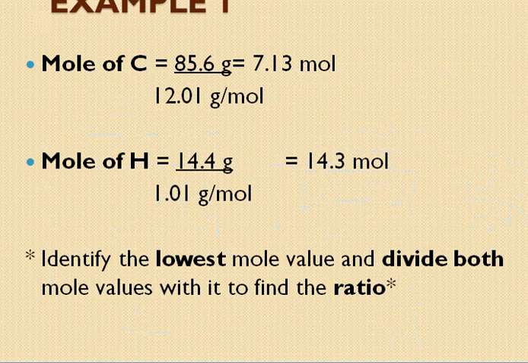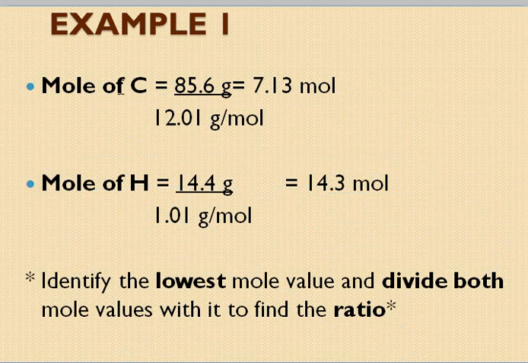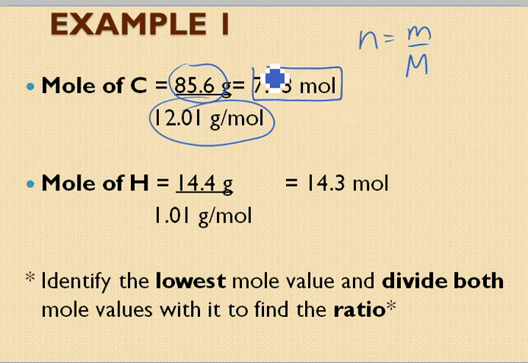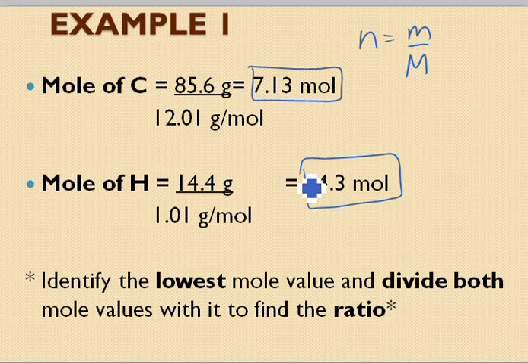So when we do that, we find the number of moles of carbon. Remember, number of moles equals mass over molar mass. We said we're assuming 100%, so 85.6 grams divided by 12.01 grams per mole, mass over molar mass, gives us 7.13 moles. If we do the same with hydrogen, we have 14.4 grams divided by its molar mass, 1.01 grams per mole, and that gives us 14.3 moles.